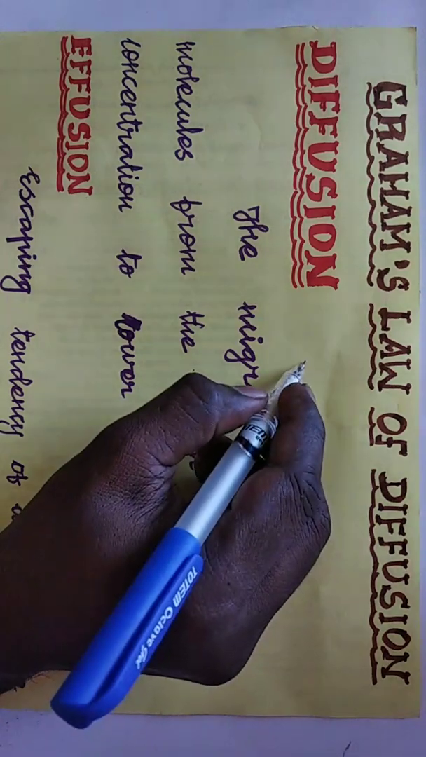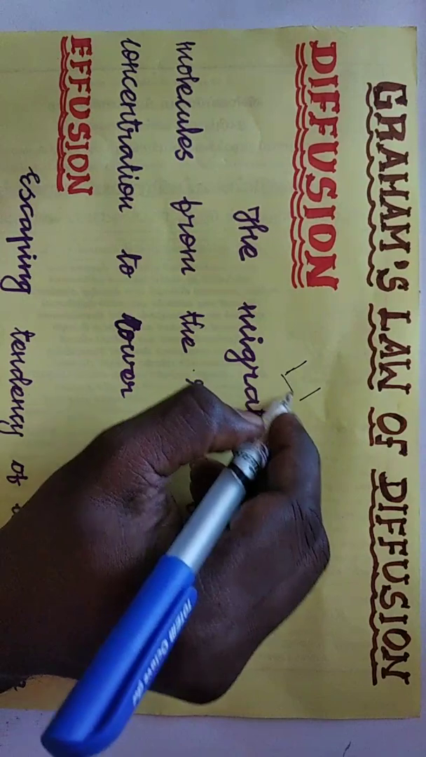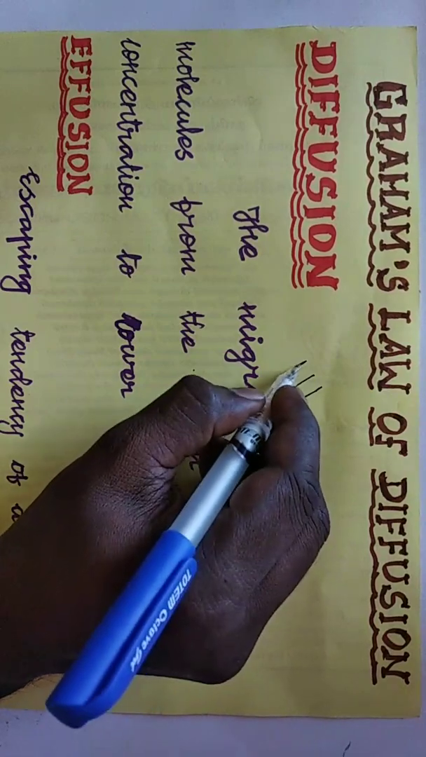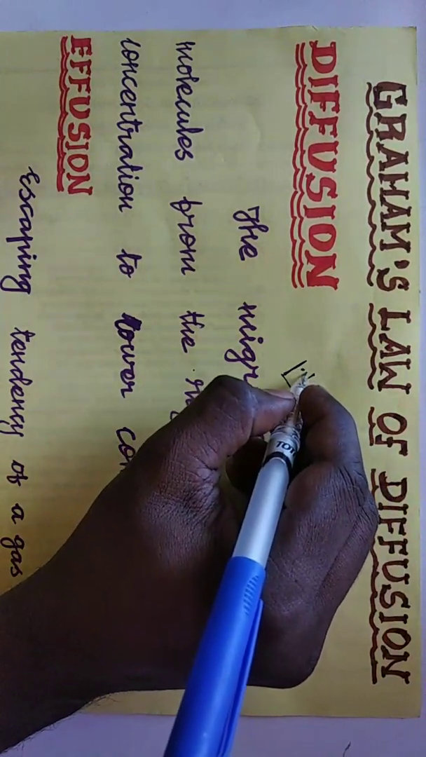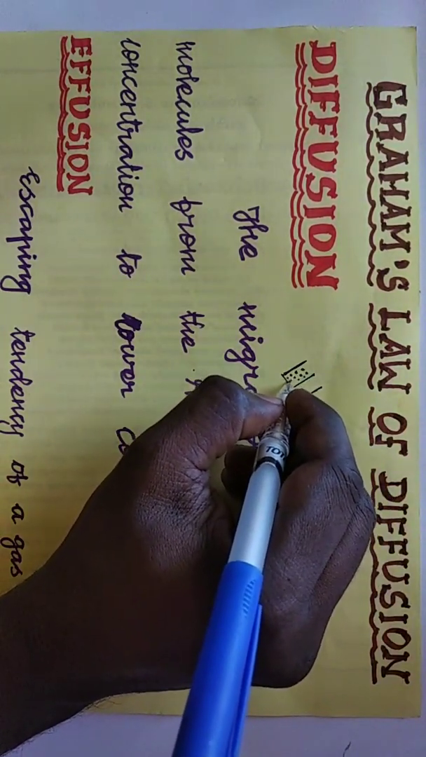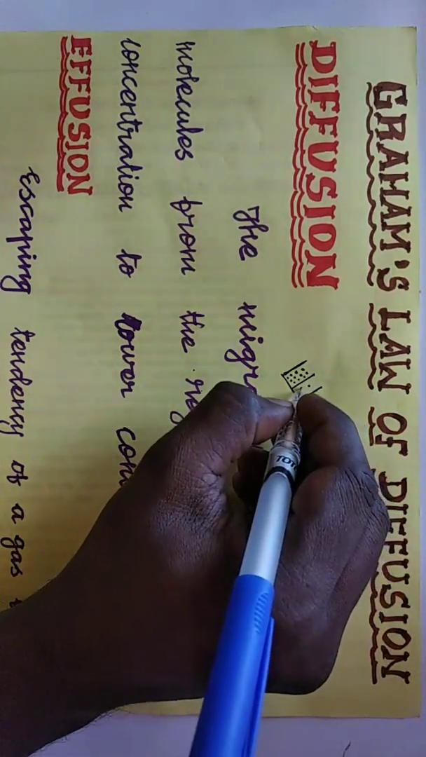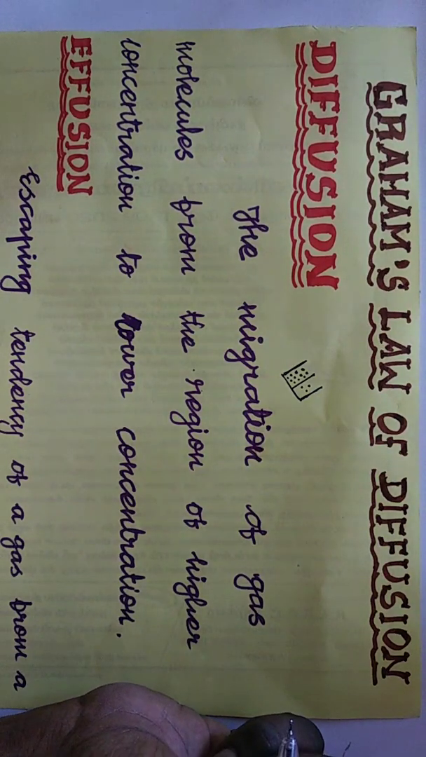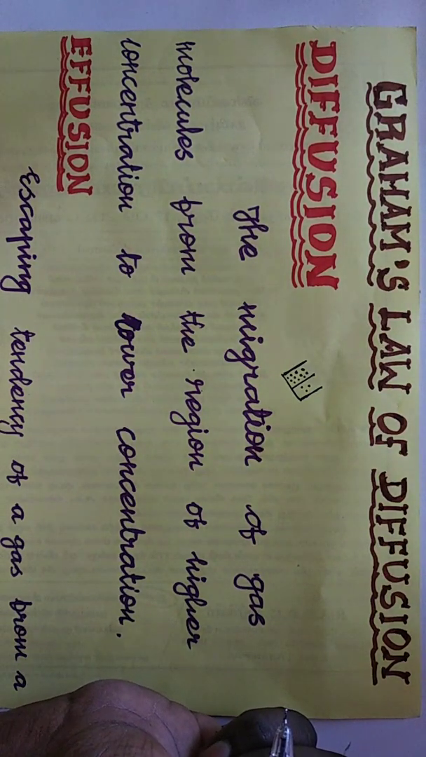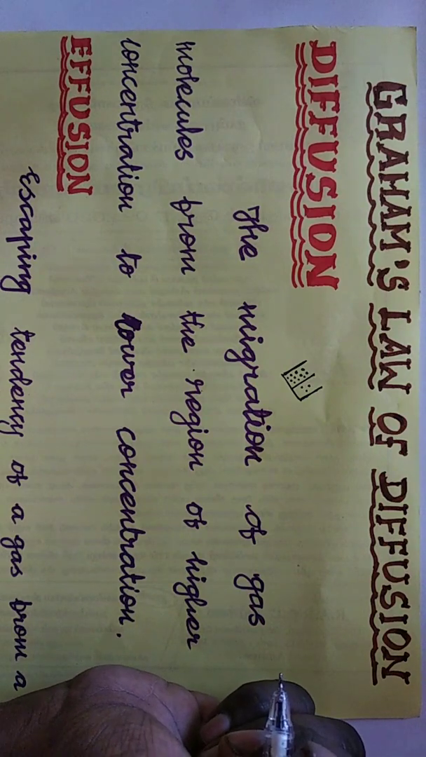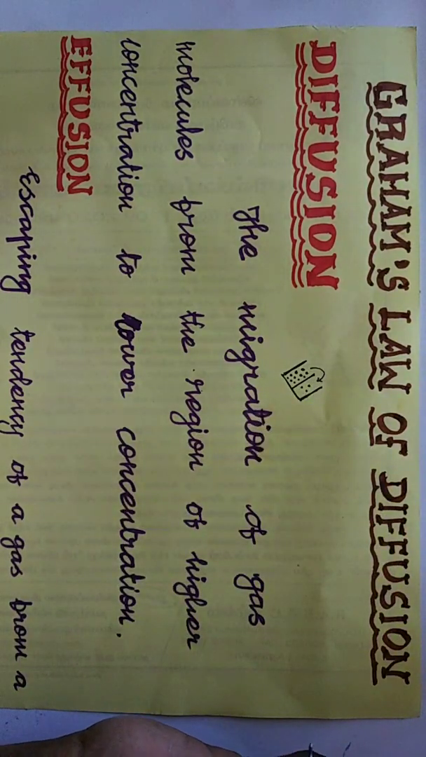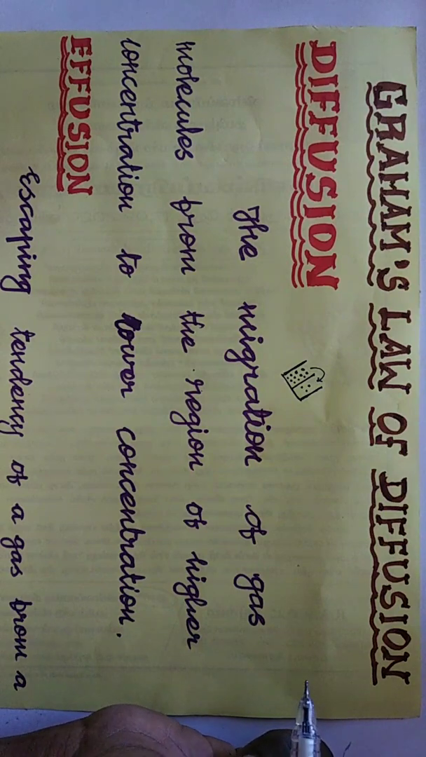Let me draw it here in a simple manner. Imagine a container which is separated by a membrane, in the middle. A gas is taken here. In one of the regions the amount of gas will be larger, whereas in the other compartment the amount of gas will be very less. Now migration is possible: migration of gaseous molecules from the region of higher concentration to the region of lower concentration. This process is called diffusion.